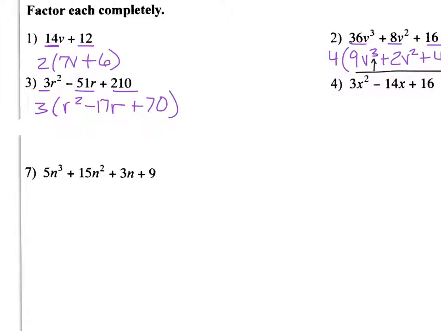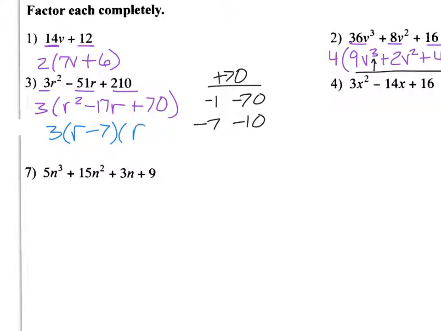Now, once we have it to this point, we're back to just normal factoring. So remember what we talked about, factors of 70 that add to give me 17. Remember, if they add, they're the same sign. They're both negative here. So again, if you need to, you can make a list. So 70, and you can start with -1, -70, and go through your list, or in this case, I know it's going to be -7, -10. So then my factors here are r minus 7 and r minus 10. Okay.